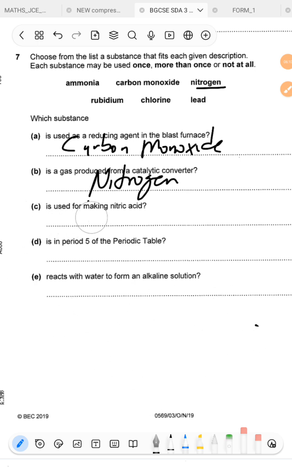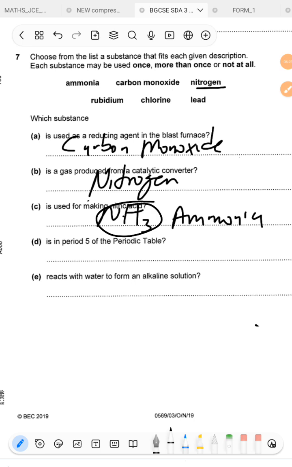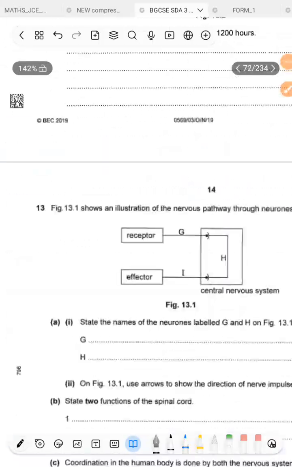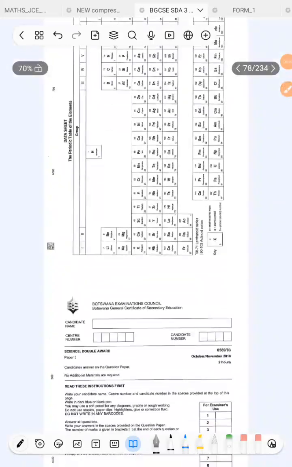Now let's go back to our question. So the answer here is going to be NH3, ammonia. Of course, you should write the words the way they are given there, not the chemical symbols. D is in period 5 of the periodic table. So you go to your periodic table, and then you go to period 5. Now let's just go back down here, and then we'll go to the periodic table. Okay, so this is the periodic table.